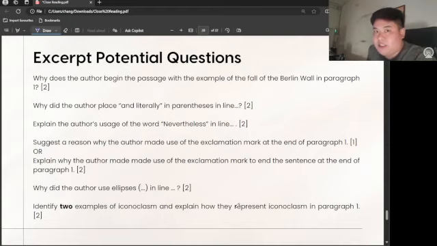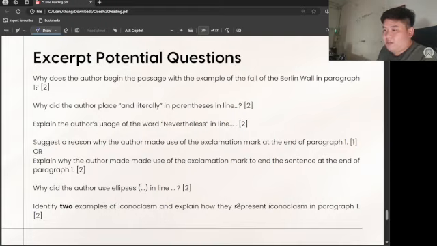2 marks. And then you can say, oh, the author began this passage with this example to emphasize something, right? Destruction of the Berlin Wall is a rejection of the old Soviet sort of ideology. And that in turn is meant to supplement, and introduce, I guess, the idea of iconoclasm.